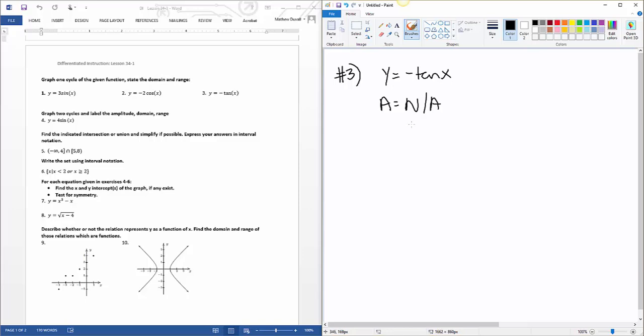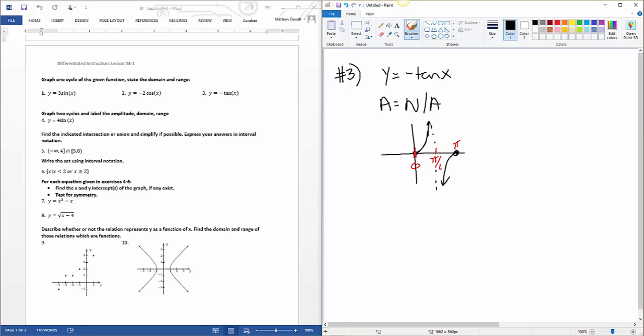Now for the parent graph of tangent, we said that Dad is going to help us graph this: dot, asymptote, dot. And the graph is going to do something like that. That is one cycle of my tangent function. And these important values that we need to memorize, this is going to be 0, this is going to be pi halves, and this is going to be pi as we move along that x-axis.